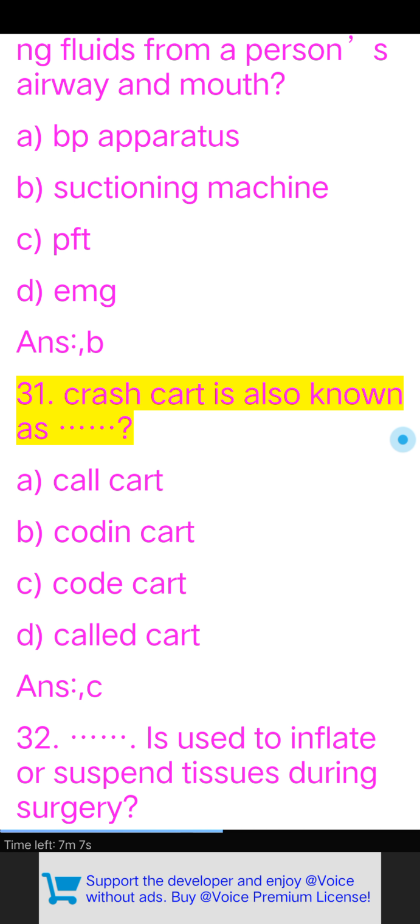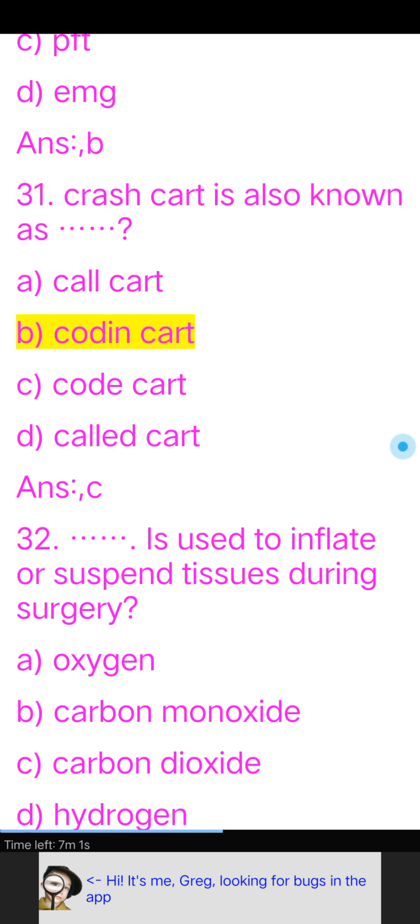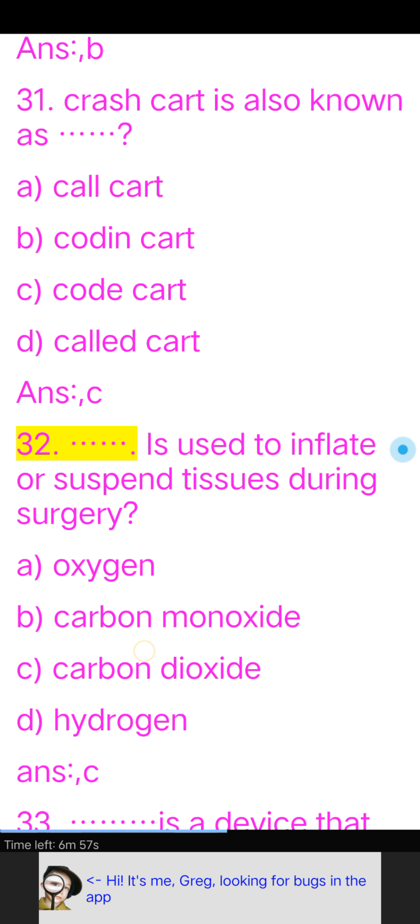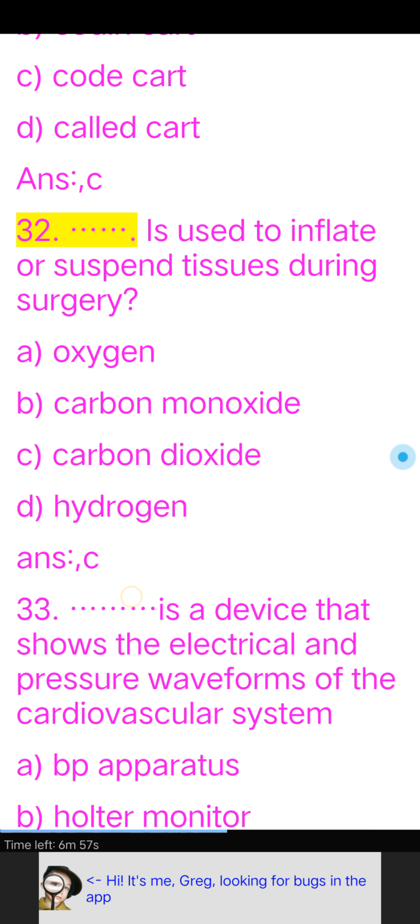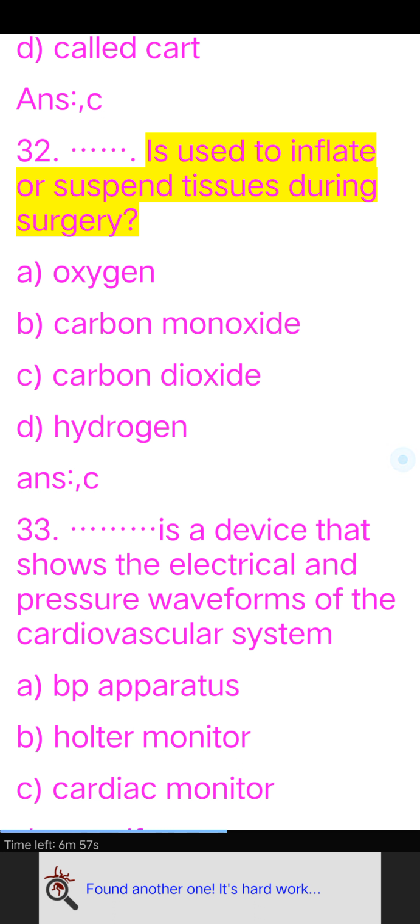31. Crash cart is also known as A. Call cart. B. Code-in cart. C. Code cart. D. Called cart. Answer: C. 32. Dash is used to inflate or suspend tissues during surgery.